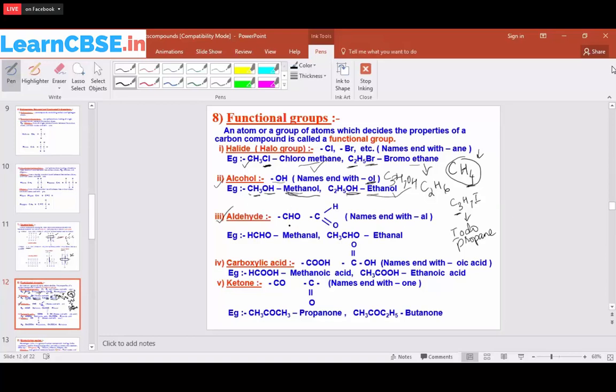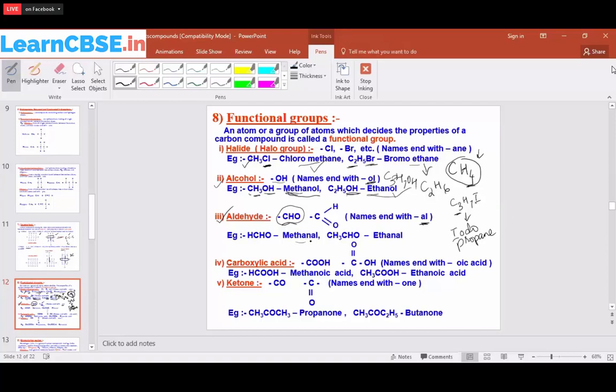Next one is the aldehydes. Aldehydes have a CHO group, and the name ends with AL. We should not mix up these two things: OL means alcohol, AL means aldehyde. If the CHO group is present in the compound, we call it an aldehyde. So what is this CHO? A carbon with a double bond to the oxygen atom and a single bond to the hydrogen atom. This we are going to substitute onto the hydrocarbons.